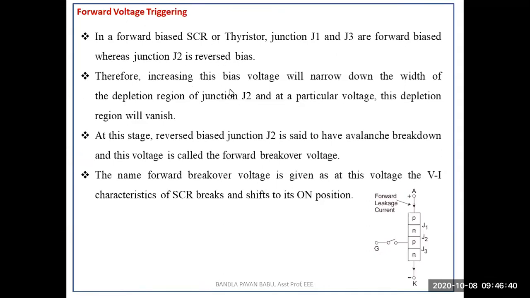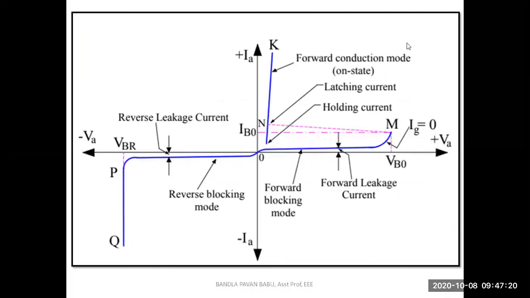Therefore, increasing this bias voltage will narrow down the width of the depletion region of junction J2, and at a particular voltage this depletion region will vanish. At this stage, the reverse biased junction J2 is said to have avalanche breakdown, and this voltage is called the forward breakover voltage, VB0. In the previous class we have seen this VB0. It is named forward breakover voltage because at this voltage the VI characteristics of the SCR break and shift to the on position. Regarding this explanation, we'll look into the VI characteristics once again.